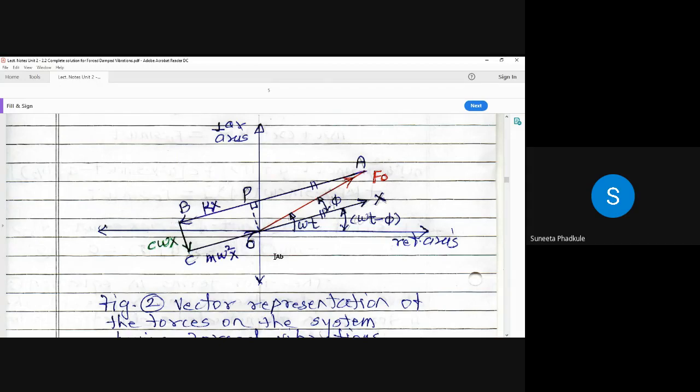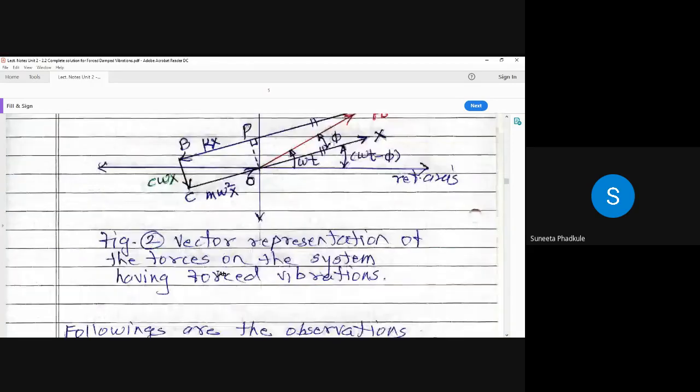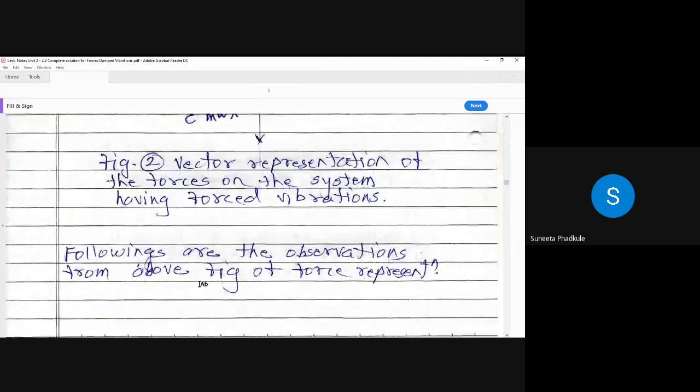Okay, so if you don't understand this, leave it. This is very fundamental to vibrations. Okay, so let us go further. What have we studied?